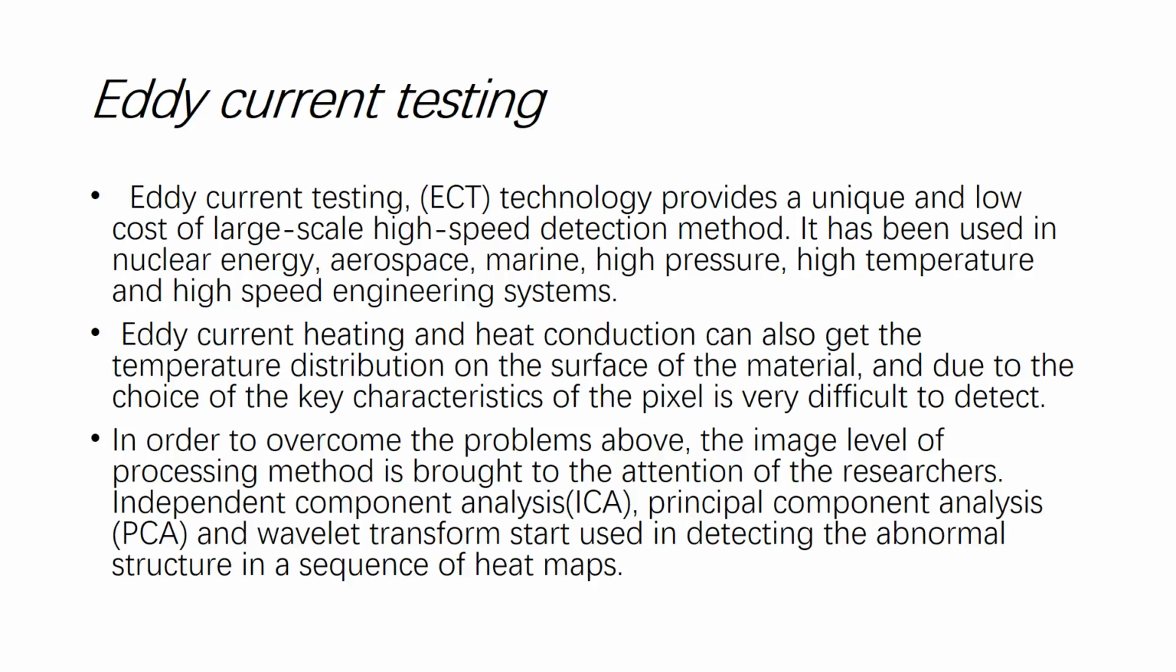Eddy current heating and heat conduction can also produce a temperature distribution on the surface of the material, and due to the choice of the key characteristics of a pixel, it's very difficult to detect. So, in order to overcome the problem above, image-level processing methods have received the attention of researchers. Independent component analysis, principal component analysis, and the wavelet transform started to be used to detect abnormal structures in sequences of heat maps.